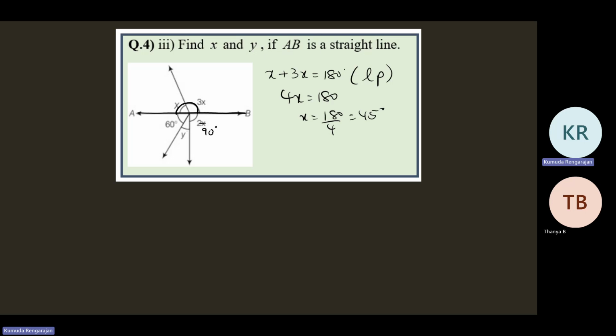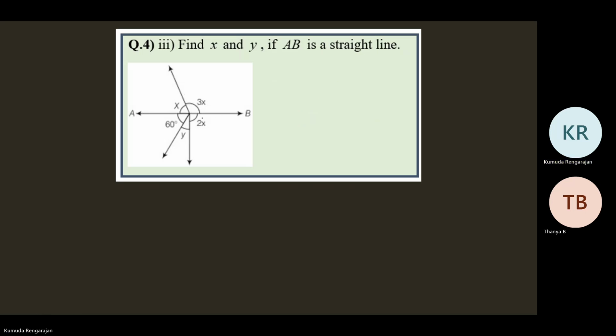For this, the reason is not linear pair, because a pair is two angles. For this, you should say the sum of the angles on a straight line is equal to 180 degrees. Above, you can say linear pair because the sum of these two angles is 180. Below, the sum of the three angles is 180. Sum of the angles on a straight line is equal to 180.